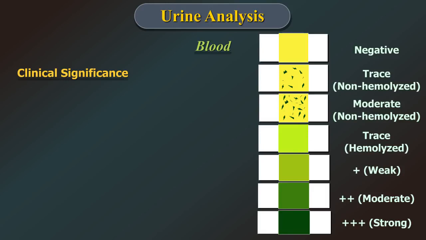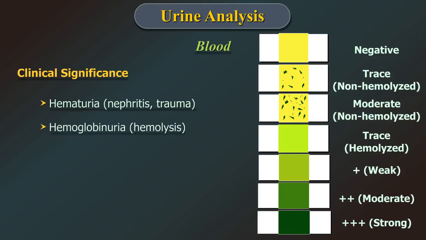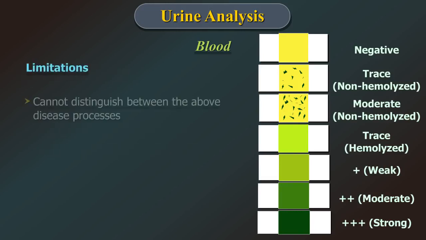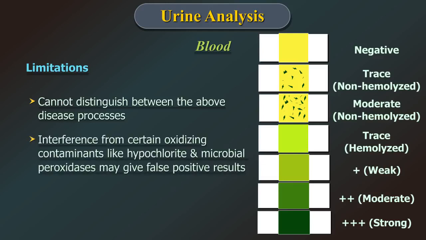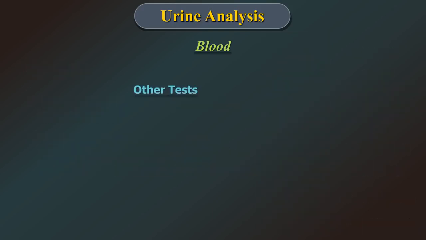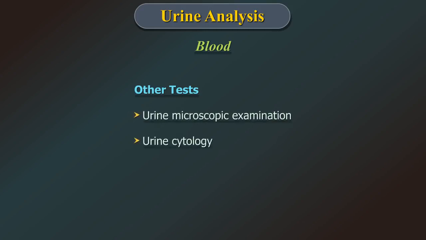Clinical significance is diagnosis of hematuria as seen in nephritis or trauma, hemoglobinuria in hemolysis, myoglobinuria in rhabdomyolysis. The limitation being, it cannot distinguish between the above disease processes. The interference from certain oxidizing contaminants like hypochlorite and microbial peroxidases may give false positive results. The other tests are urine microscopic examination and urine cytology.